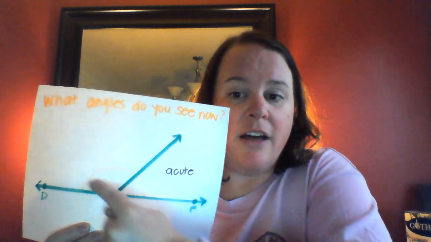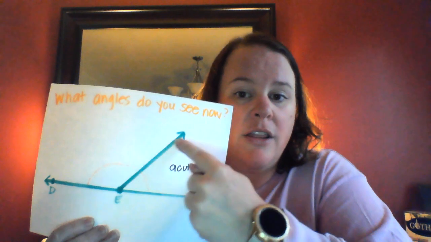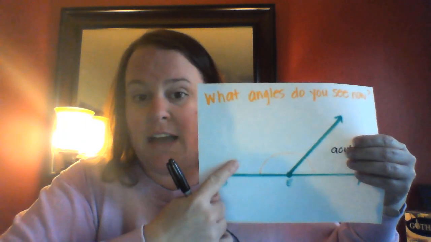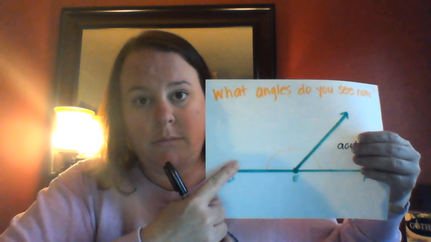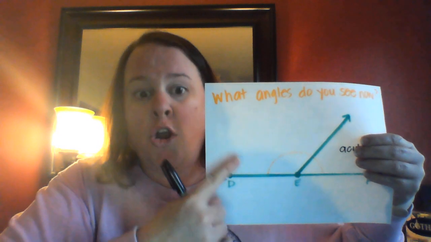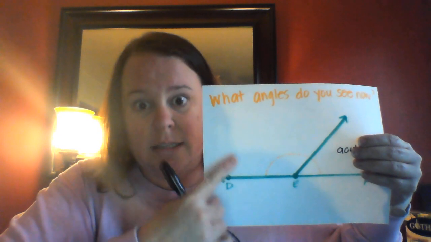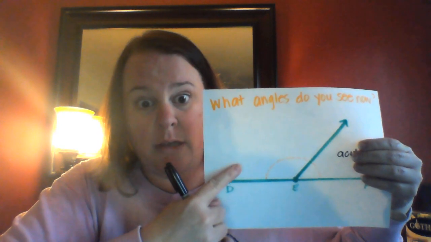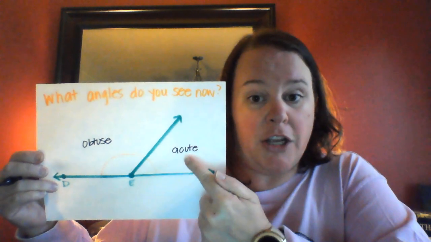What kind of angle is this? This angle right here. That's right, it's obtuse. And what is the definition of an obtuse angle? An angle that measures greater than 90 degrees, but no more than 180. So between 90 and 180 degrees is what an obtuse angle is. We've taken our straight angle and divided it into an acute angle and an obtuse angle.